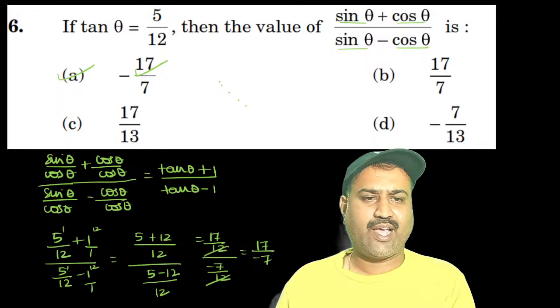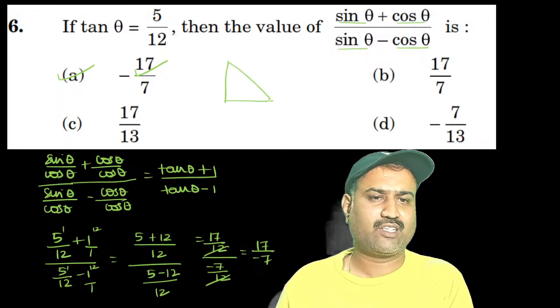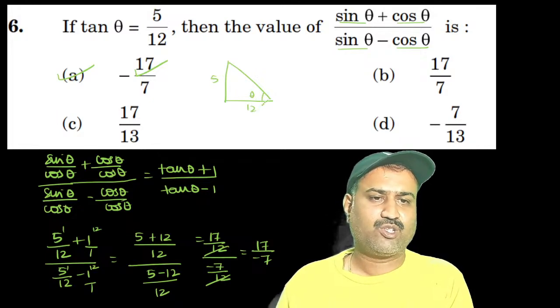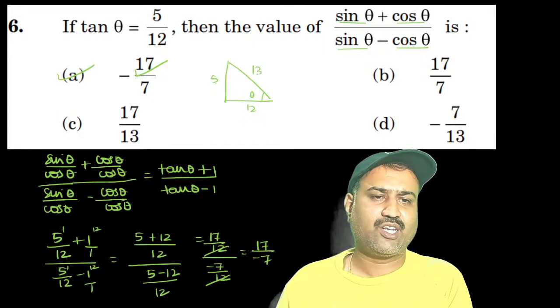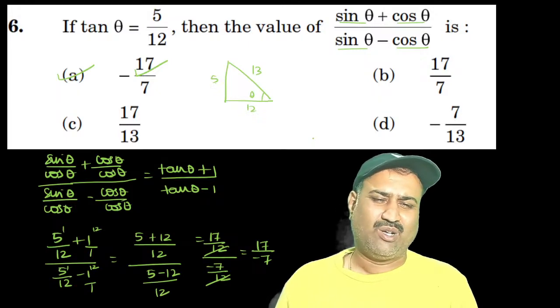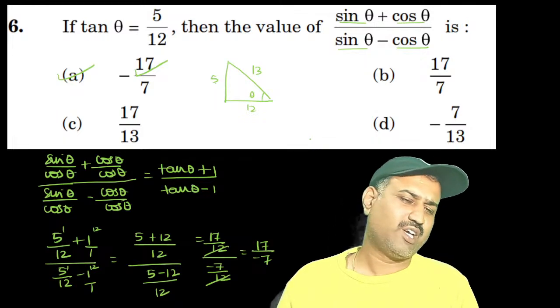You can draw a triangle also here. For example, you can draw a triangle like this. This is theta, tan theta is 5 by 12. This is 5, this is 12 and this is 13 here because of the Pythagorean triplet. You can find sin theta and cos theta here. Both methods are not easy.